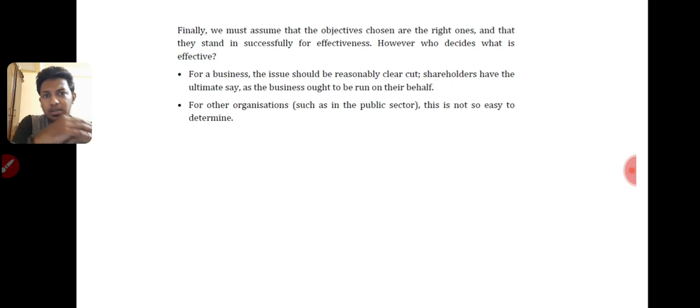So our goals in business should be clear-cut: we are doing this business, and profit should be this and like this. For other organizations such as the public sector, it's not easy to determine. In the private sector it's very easy. It's a business. For our syllabus we are learning only the private sector. We don't learn about the public sector. We understand what the public sector is and we will have basic knowledge of it. We don't learn deeply, right?